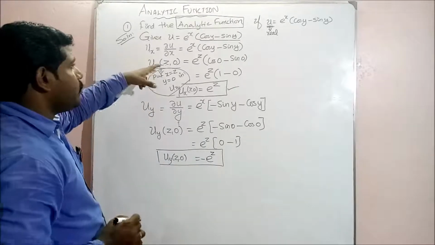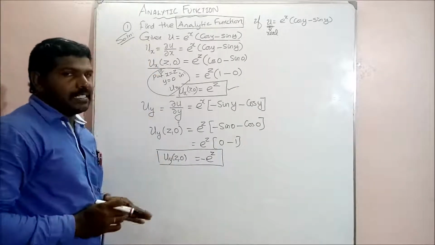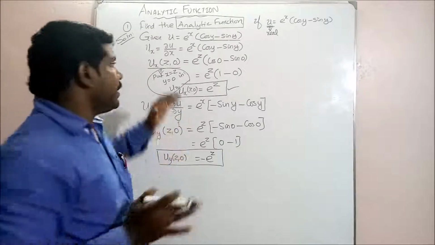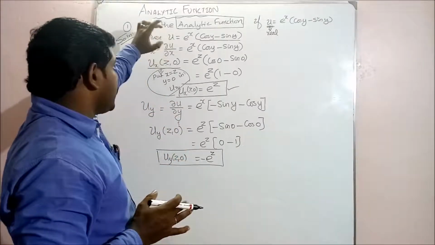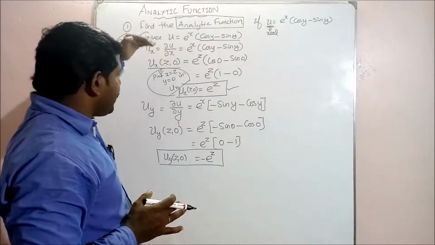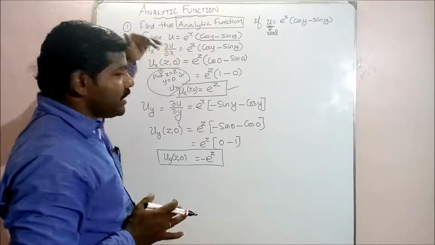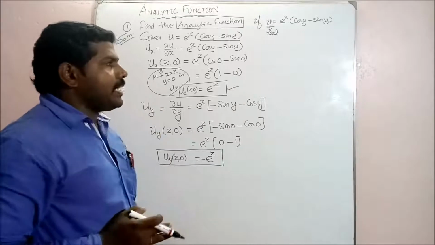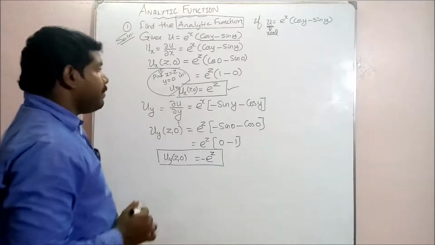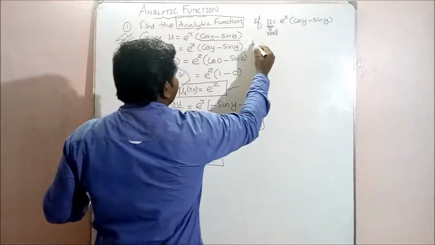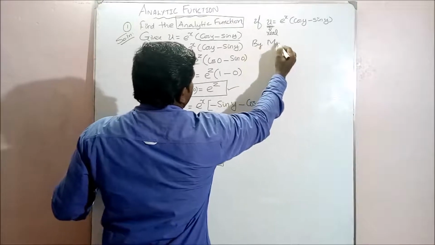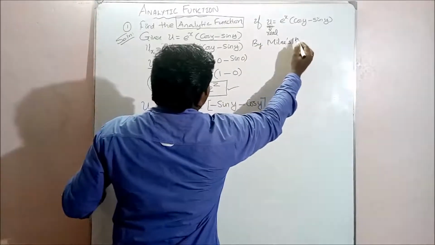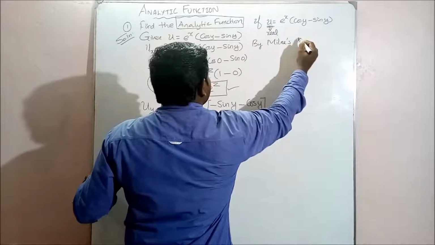Since the real part is given, immediately you can calculate ux, then ux of z comma 0, then uy, and uy of z comma 0. After that you can apply Milne-Thomson's formula.